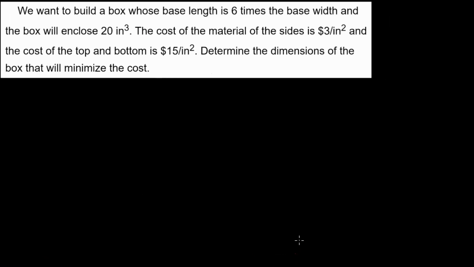Now, with these optimization problems, we should start by making a picture. But let's first just read through the question. We want to build a box whose base length is 6 times the base width, and the box will enclose 20 cubic inches. So this is the volume of the box. The cost of the material of the sides is $3 per square inch, and the cost of the top and bottom is $15 per square inch. Determine the dimensions of the box that will minimize the cost.